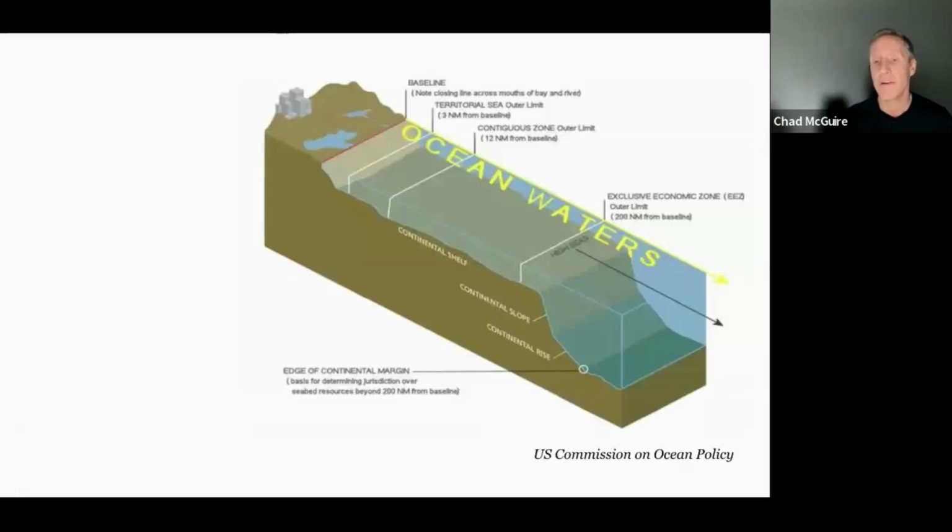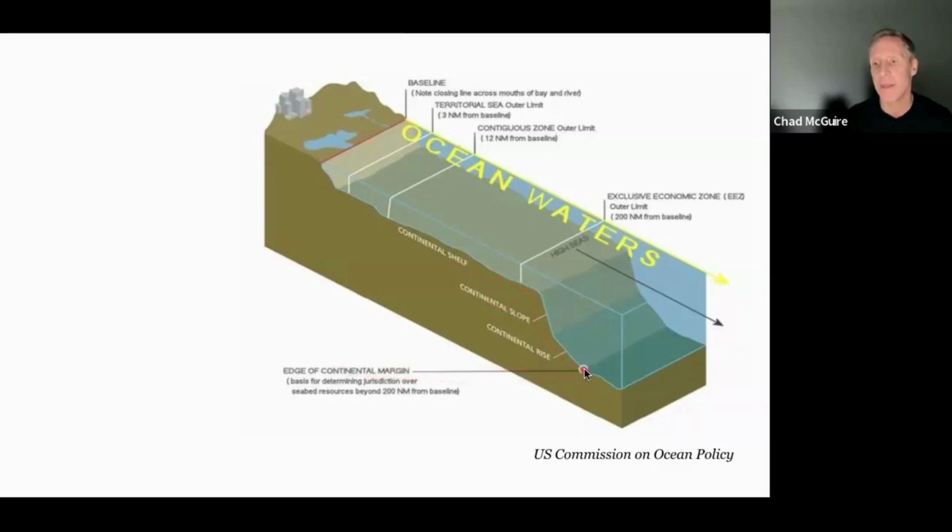So here, I just wanted to show you that this is exactly the same. There's your baseline. It's usually some sort of agreed mean low watermark. And then you have territorial seas. The outer limit is 3 nautical miles from the baseline. You have your contiguous zone, exclusive economic zone. And then here you can see the difference is the continental shelf to the slope to the rise, and then the edge of the continental margin.